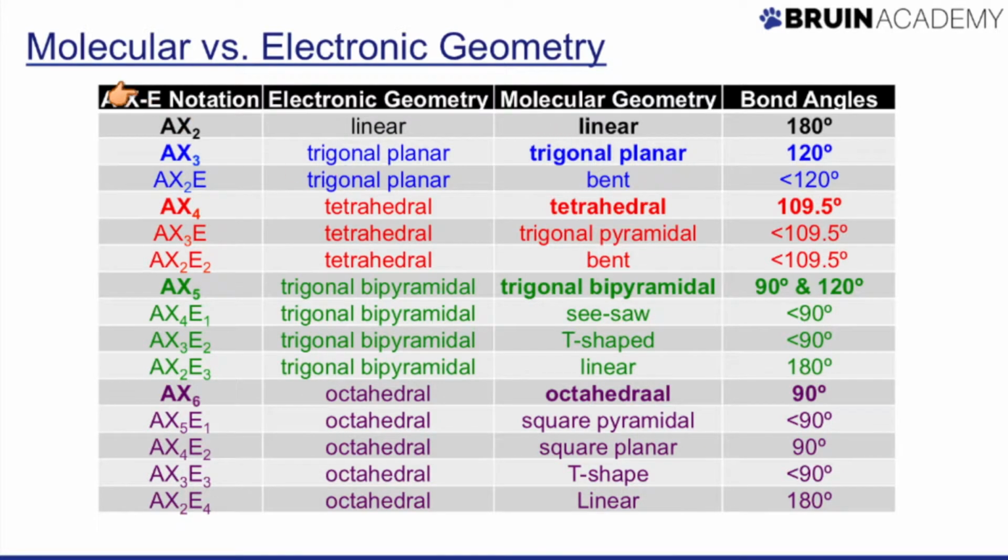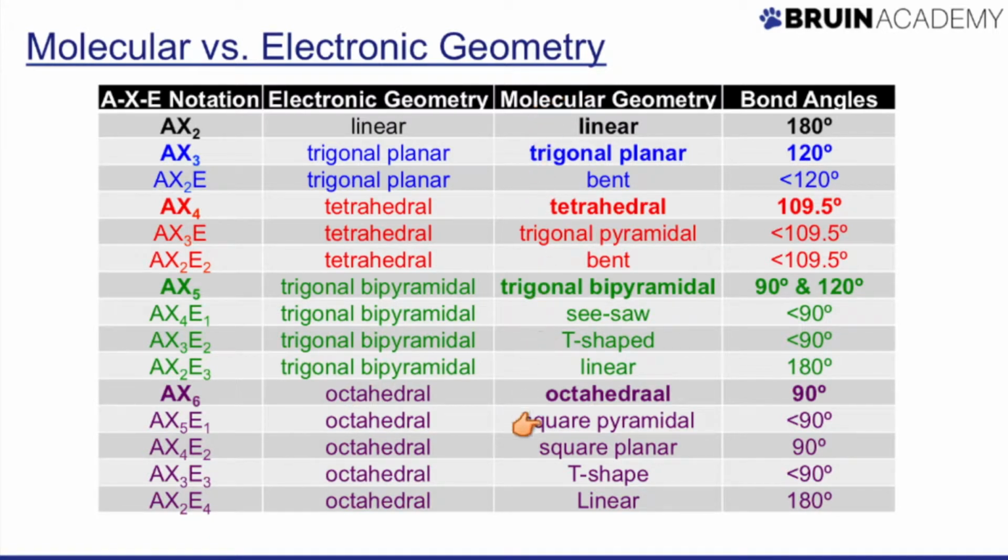There's two types of geometry. There's electronic and there's molecular. Electronic's the easier one, where it depends solely on the total number of things attached to the central element. And by things, I mean either a lone pair or an atom. So if there are two things bonded to the central atom, it's linear. If there are three things, whether it's three bonded atoms or two bonded atoms and one lone pair, it's trigonal planar. If there's four, tetrahedral, five, trigonal bipyramidal, six, octahedral.